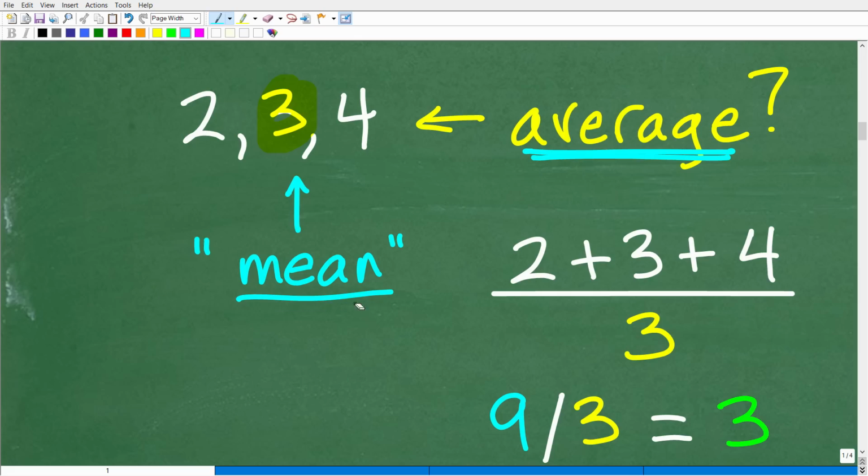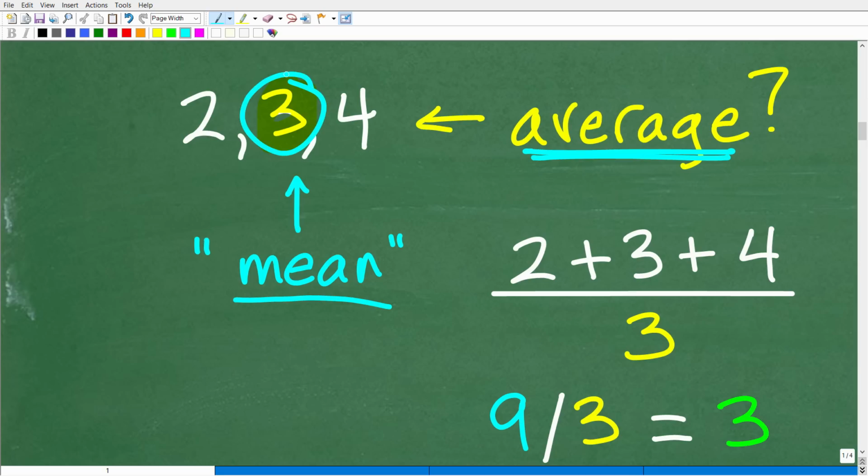Okay, but you should know that this word mean is also the average. All right, so how do we find the average? Well, if you look here, we have three numbers and they're written in kind of lowest to highest. So we're thinking, well, isn't the average kind of the middle number?